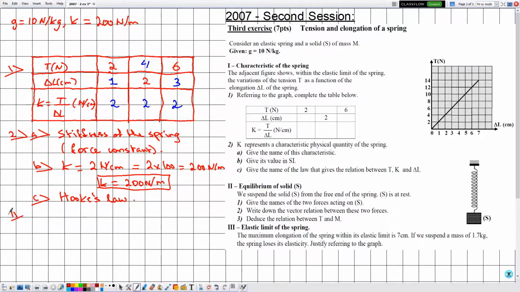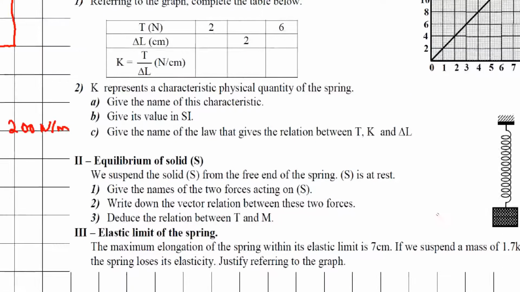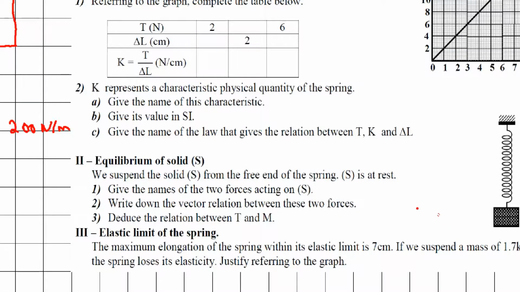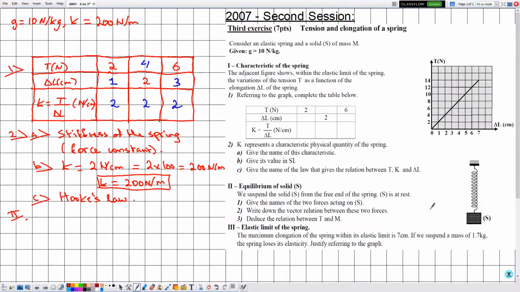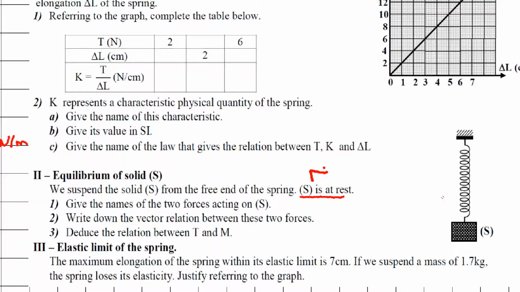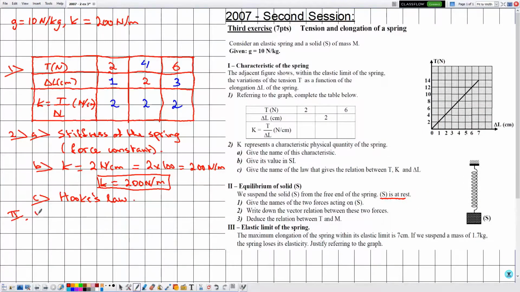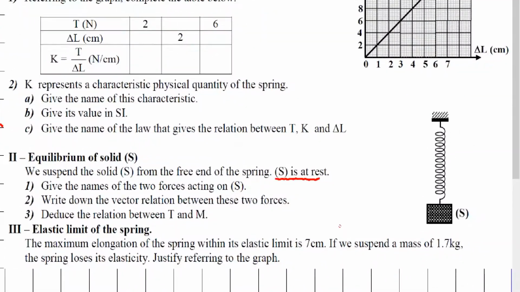Now in part 2, equilibrium of solid S, we suspend the solid S from the free end of the spring balance as at rest. So for sure they are talking about this document. So here this is important. S is at rest, which means that S is not moving. Or in other words, it is at equilibrium. Now number 1, give the name of the two forces acting on S.